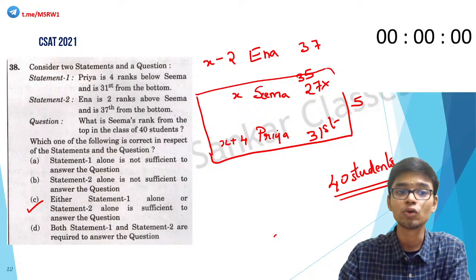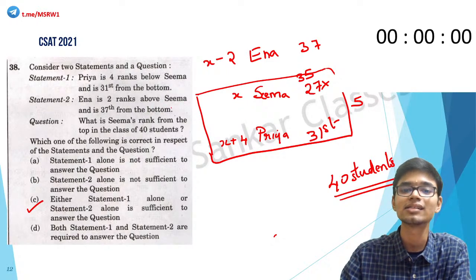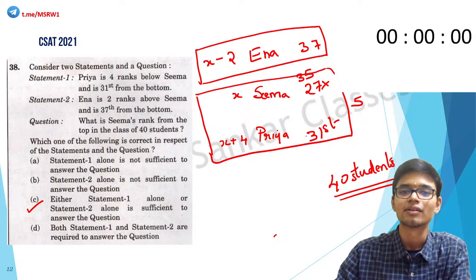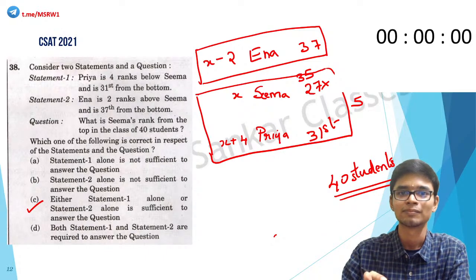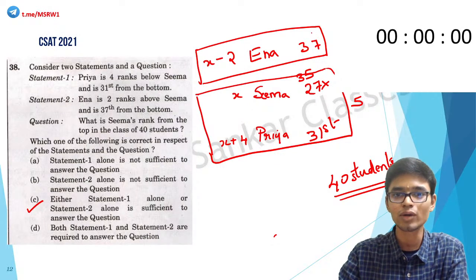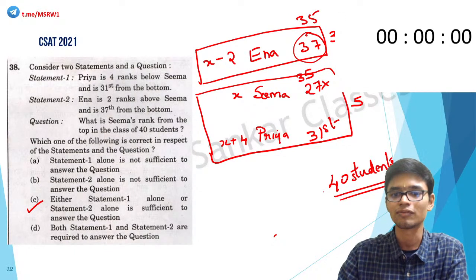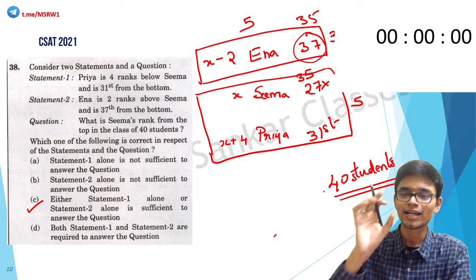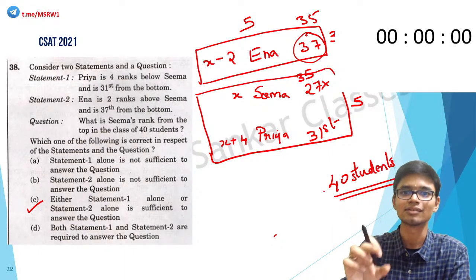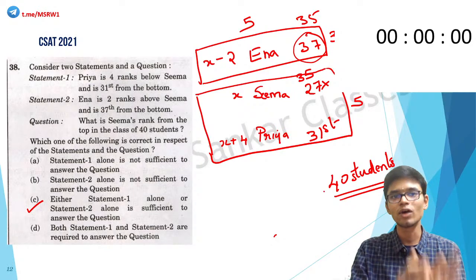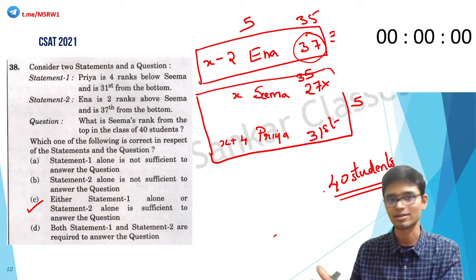Now, with statement number 2, Ina is 2 ranks above Seema and is 37th from the bottom. Again, from this, in one statement itself, we can identify Seema's rank. Ina is 37th from the bottom and 2 ranks above Seema. So because she is 2 ranks above Seema, Seema's rank from bottom is 35. And there are totally 40 students, so Seema's rank from top is 5. So by just having individual statements, we can arrive at the answer. So for both these statements, either 1 or 2 is sufficient to arrive at the answer.